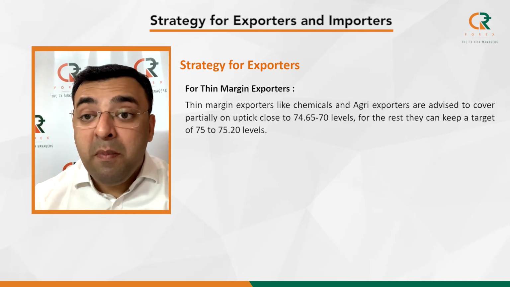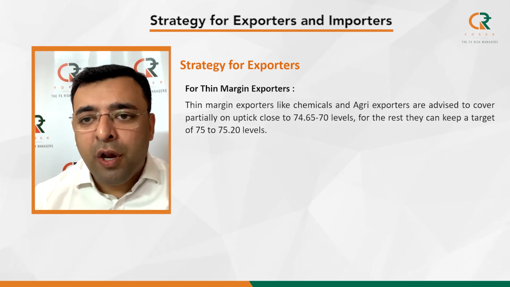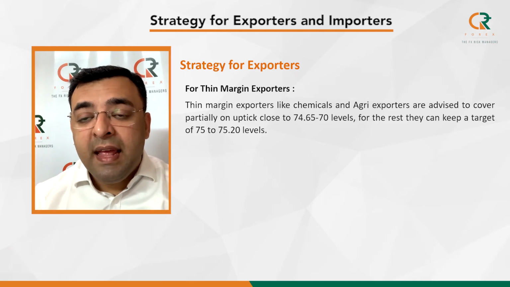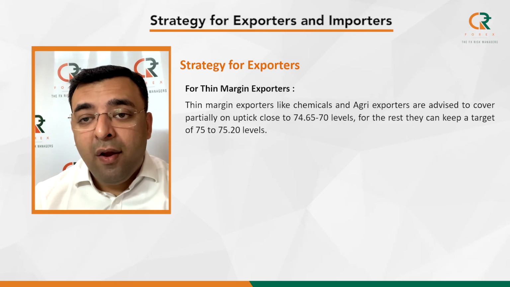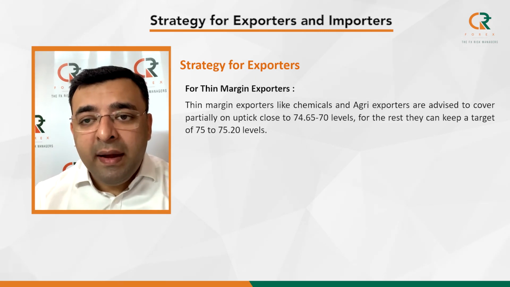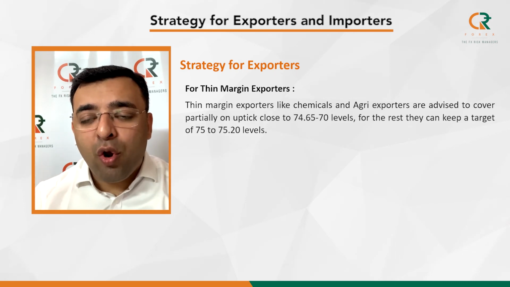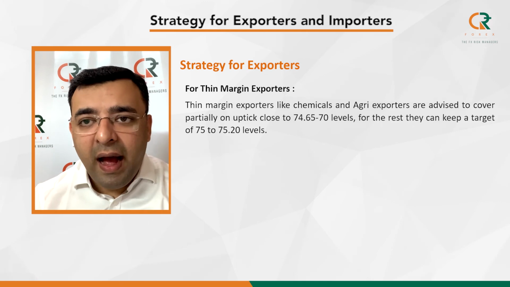Let me start with thin margin exporters. Thin margin exporters like agri exporter or chemical exporter, they can wait for higher levels like 74.65 and 75.20 by keeping a stop loss of 74.20 or costing whichever is higher.